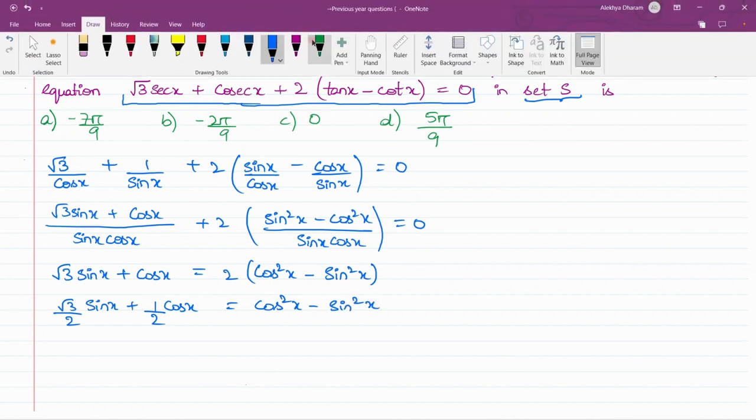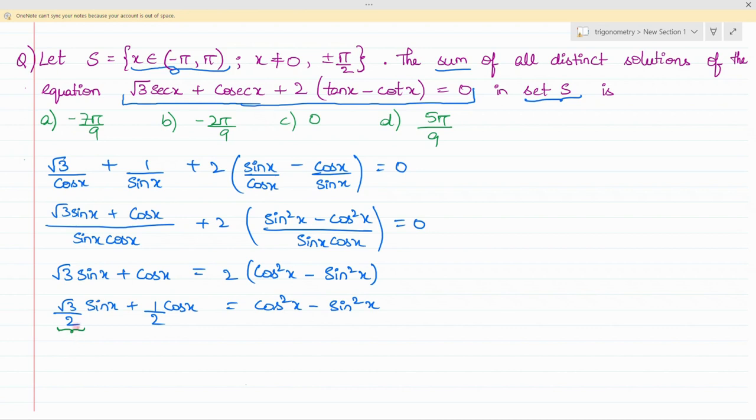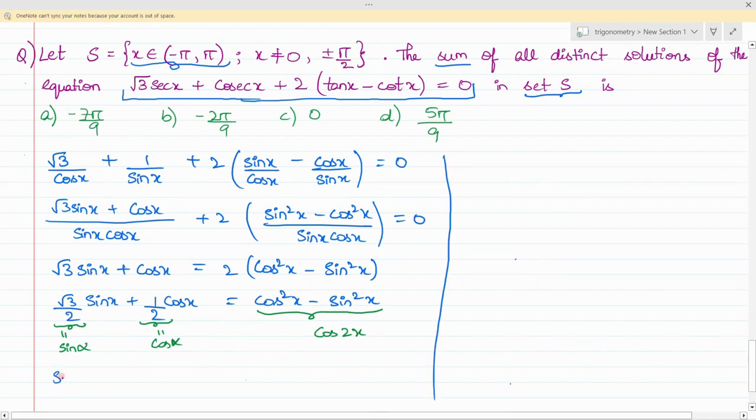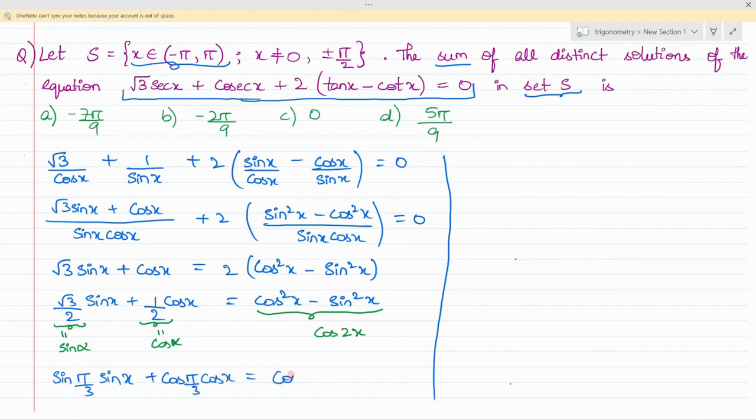So if you observe over here, it is a sin x. Now we need to convert this into some sin alpha and this into some cos alpha. And this is in the form of cos square theta minus sin square theta, which is nothing but cos 2 theta. Theta is nothing but x over here. So we can write root 3 by 2 as sin pi by 3, so sin pi by 3 into sin x plus cos pi by 3 into cos x is equal to cos 2x.